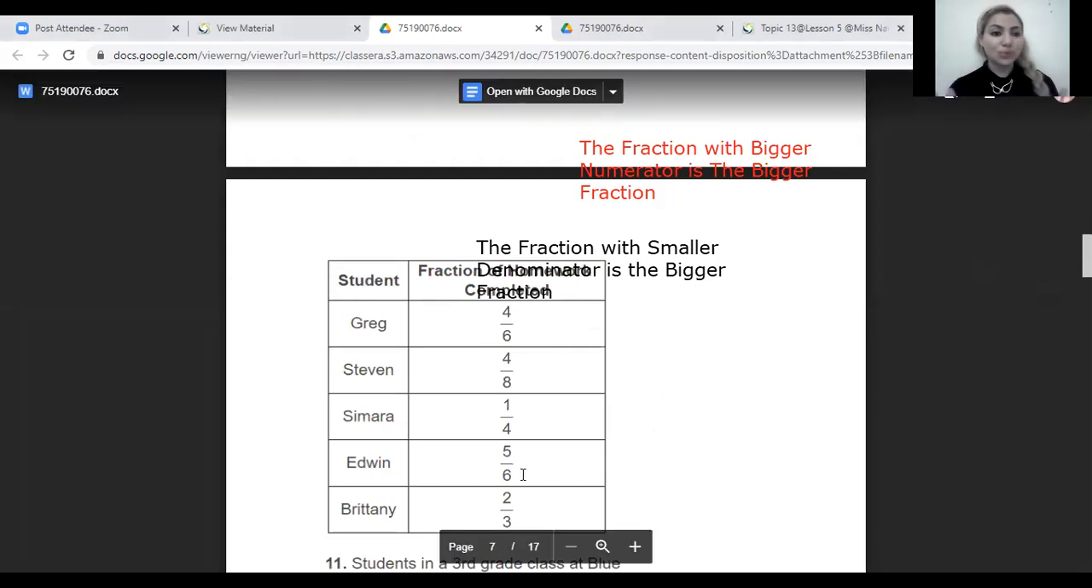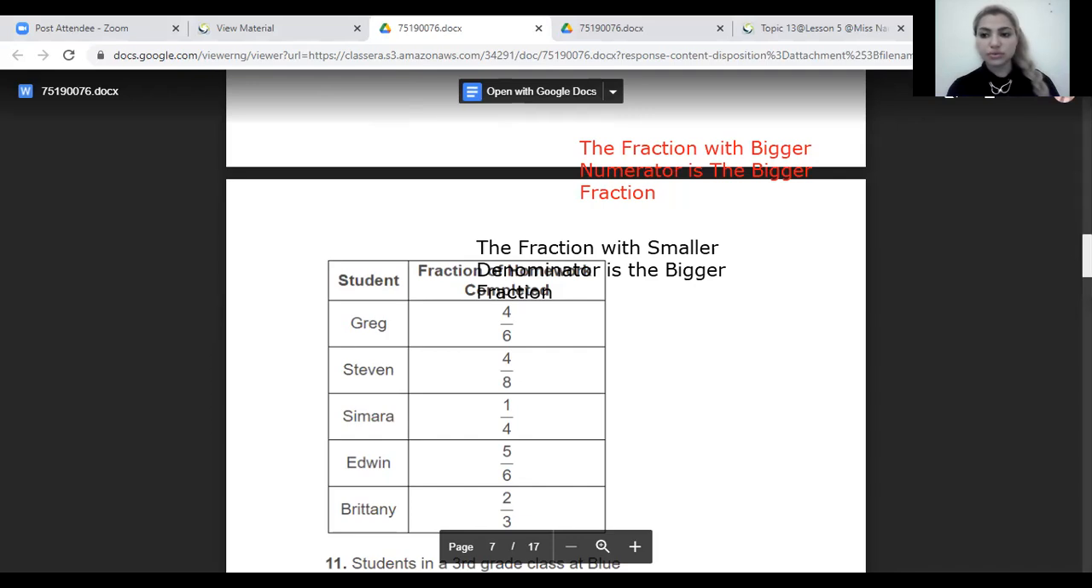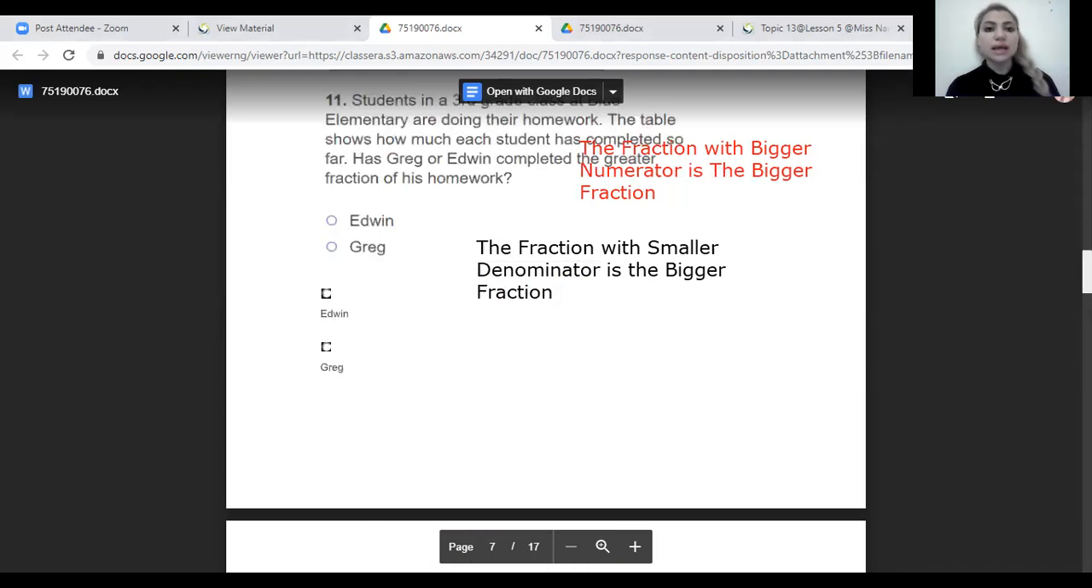So of course, Edwin, because the numerator, what's my rule? The fraction with bigger numerator is the bigger fraction. So 5 out of 6 is greater. So the answer is Edwin. Okay, so you will choose Edwin as your right answer. Okay, let's go to the next question.